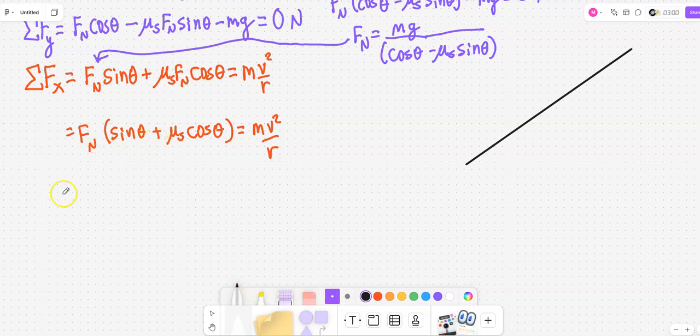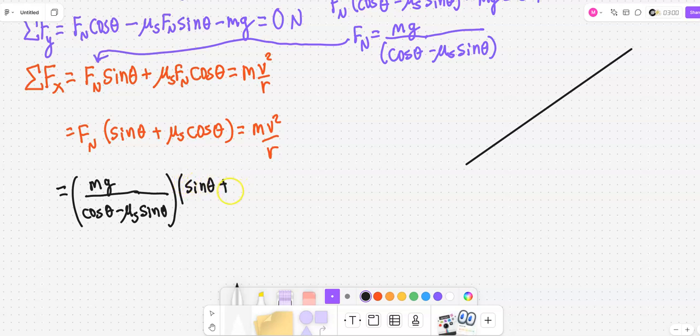Okay, so what this will be, let me put this group together: mg over cosine of theta minus the coefficient of static friction times the sine of theta, and I'm going to multiply it times this quantity grouped together, the sine of theta plus mu s cosine of theta, is equal to the mass times the centripetal acceleration. Don't forget that's equal to v squared over r.